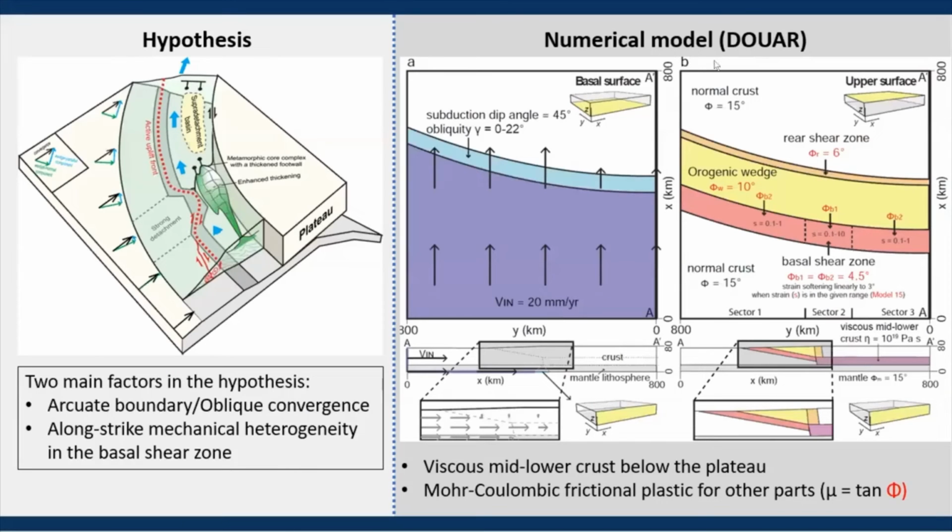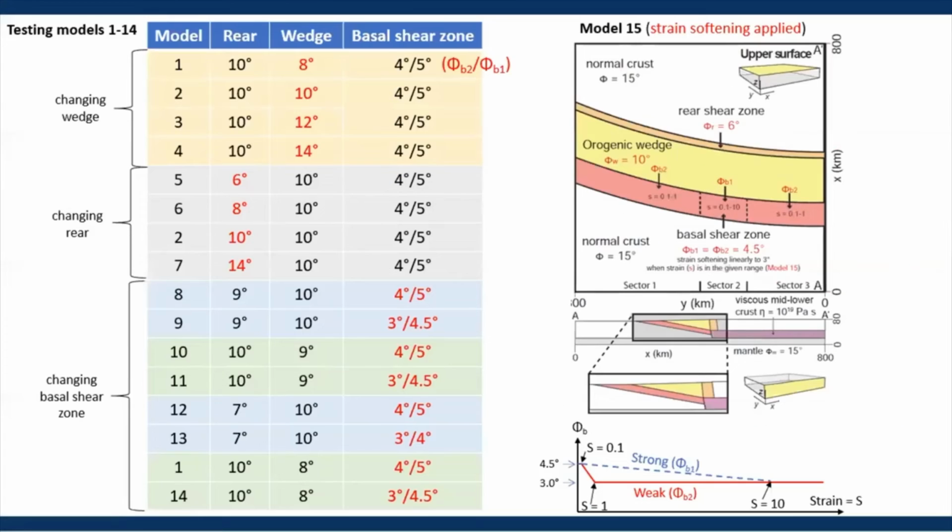We use the modeling software DORA. This software can calculate the velocity of the material and the strain rate distribution, from which we can interpret the tectonic setting at different parts. This table shows how we change the mechanical property of the three parts for three sets of test models. But I don't have time to present all of this.